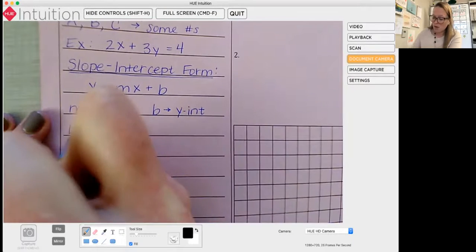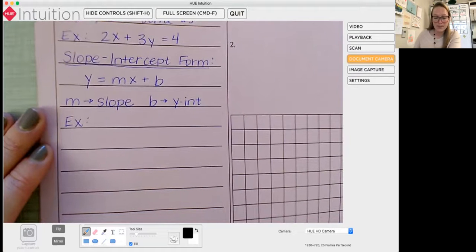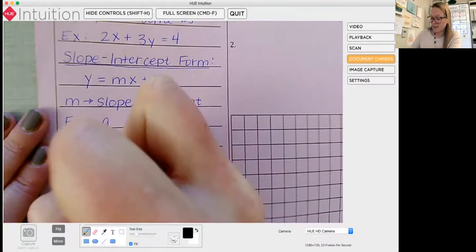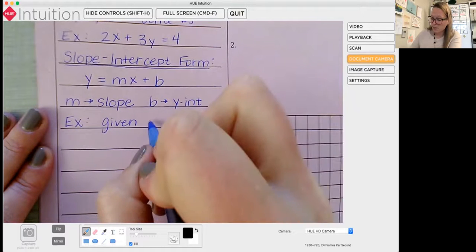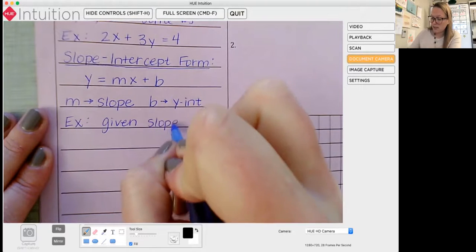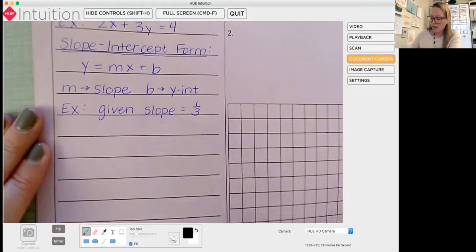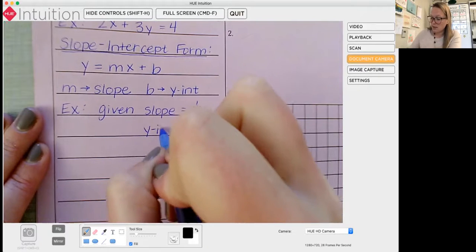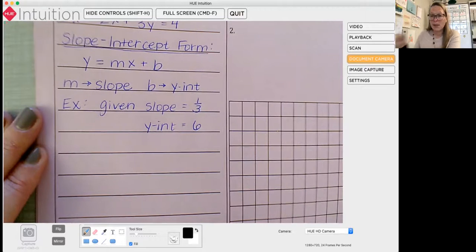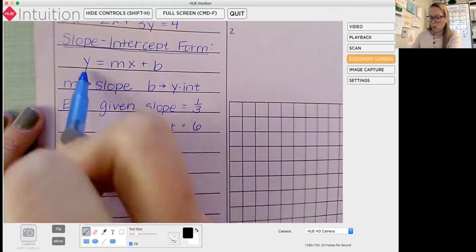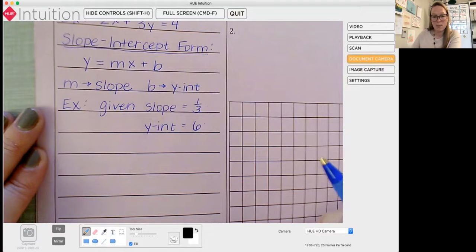On an easier note, just practicing how to write these equations, you might see some problems today where you are given that the slope of a line equals something like 1/3, and that the y-int is equal to 6. And they might ask you to write an equation in y equals mx plus b form using this given information.